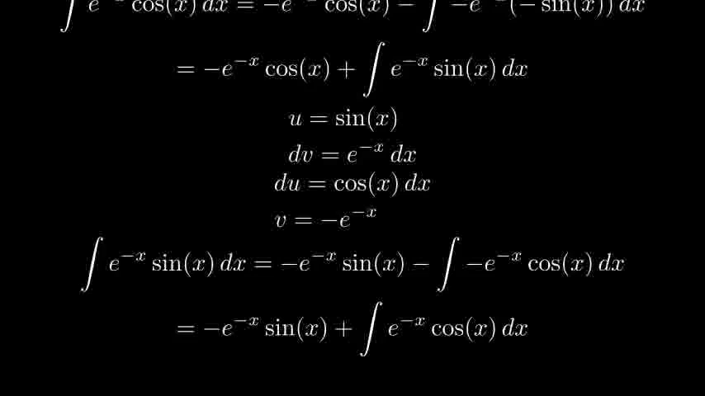Because we have returned to our original integral, adding the original integral to both sides condenses the solution. Finally, solving for the integral, distribute the multiplication over the addition, and divide the entire equation by 2, we get the final answer. The integral equals negative 1 over 2 times e to the power of negative x times sine x plus cosine x, plus c, where c is the arbitrary constant of integration.